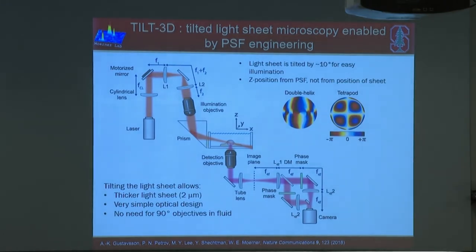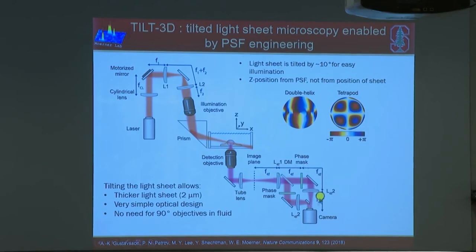So that tilted light sheet lets us, in a very simple way, implement light sheet performance if we combine it with our special point spread functions. This just shows how simple the microscope is. There's just one cylindrical lens, and it's making the light sheet that's going through the sample. Because we've tilted it, now the beam is going through the flat part of the side of the sample cell, so it is not distorted.